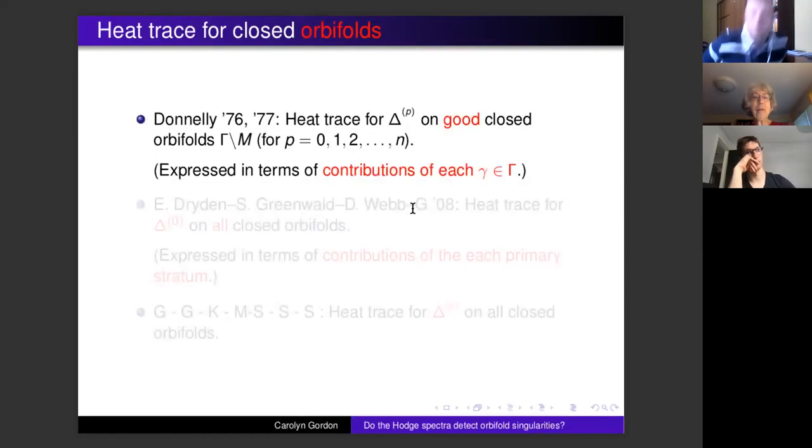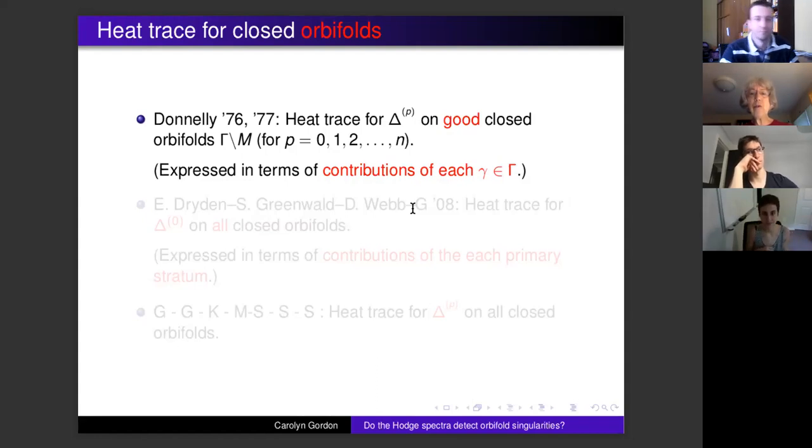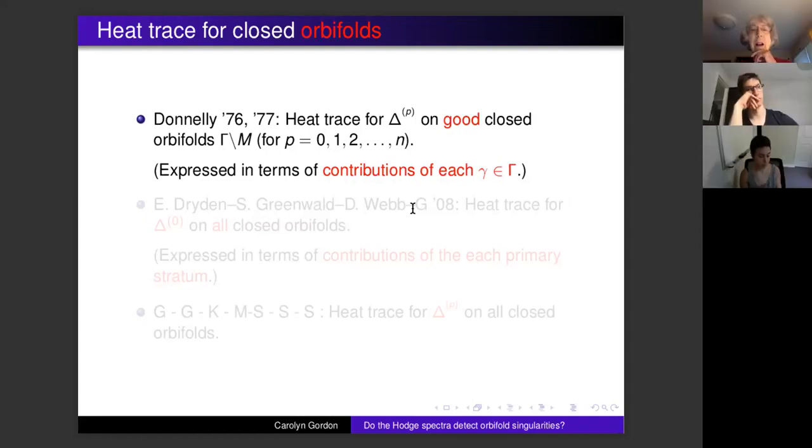For an orbifold, Donnelly first computed the heat trace for the Laplacian on good orbifolds, so quotients of a manifold by a discrete group action, first for the zero spectrum and then for the higher spectra. He expressed the heat trace in terms of the contributions of each individual element of gamma, and each such element contributes a whole infinite series of terms.